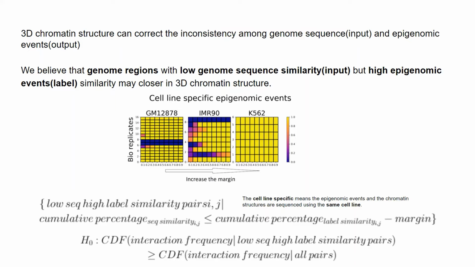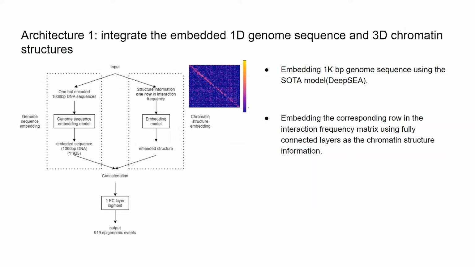So we believe it's a good idea to use the chromatin structure to help the epigenomic events prediction. We integrate the embedded 1D genome sequence and 3D chromatin structure. For a given genome region of 1 kbp, the genome sequence is embedded using the SOTA model DeepSEA, which can be easily replaced by any other model. The chromatin structure is represented by an interaction frequency matrix from Hi-C sequencing data. The corresponding row of the interaction frequency is used and embedded by a fully connected layer as the 3D structure information. Then the embedded information is concatenated and used to predict the epigenomic events.